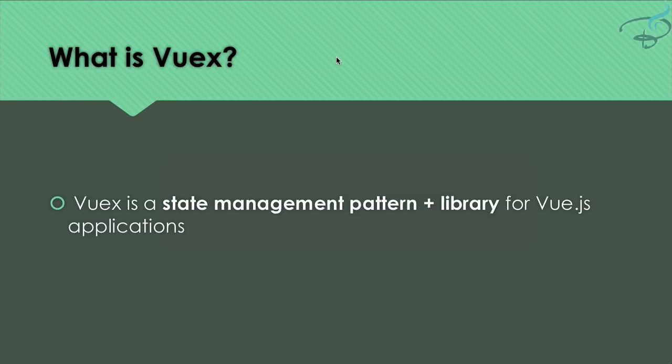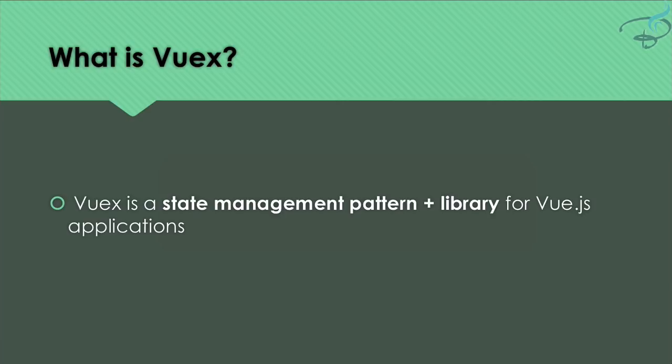Vuex is a state management pattern or library for Vue.js applications. This means to proceed in this tutorial, you need to learn Vue.js first, or have just basic knowledge of Vue.js. If you don't have it, just click on the card above or in the link description to find another 60-minute video dedicated to Vue.js, and you will get the basics, and then you can come to Vuex. This is a super awesome thing.